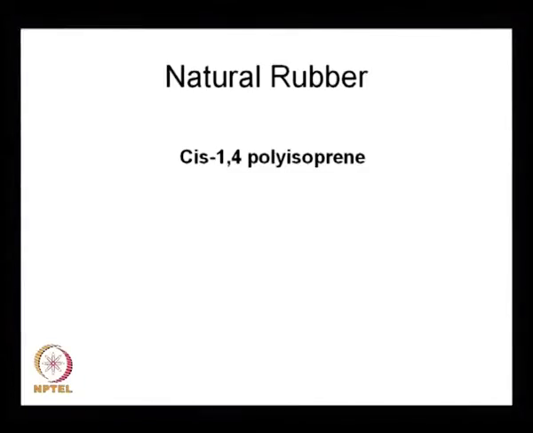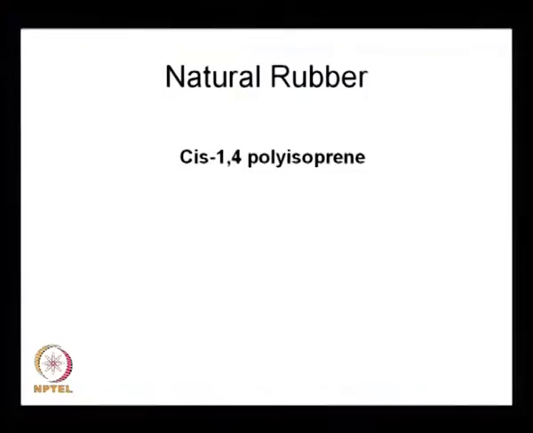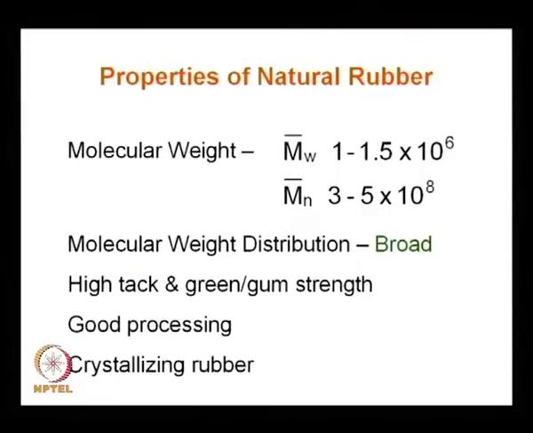Then let us look into rubber. This is natural rubber. You will see some properties of natural rubber, and a few properties of synthetic rubbers for your understanding. C14 polyisoprene is natural rubber. You know its structure. Its properties include molecular weight; two kinds are given here, weight average molecular weight and number average molecular weight.